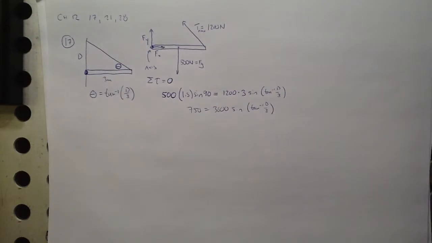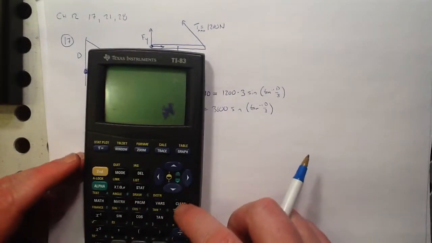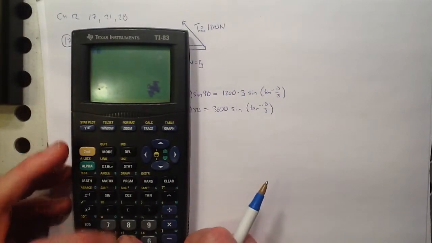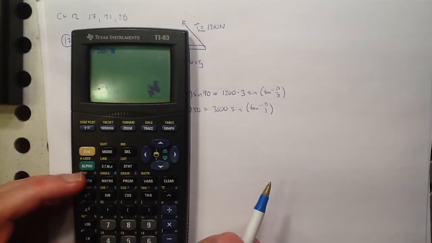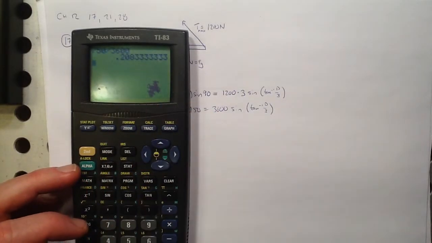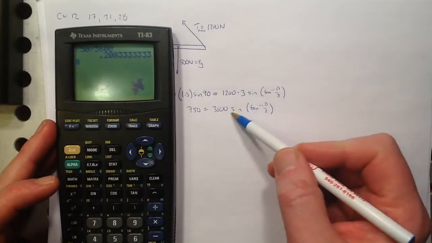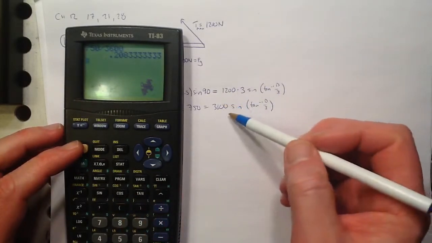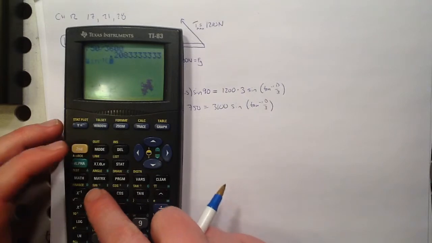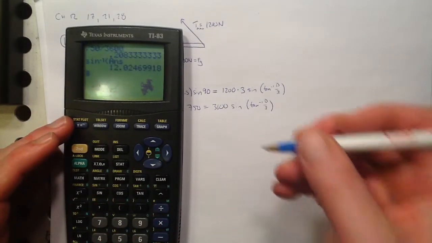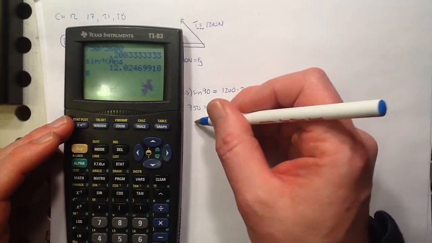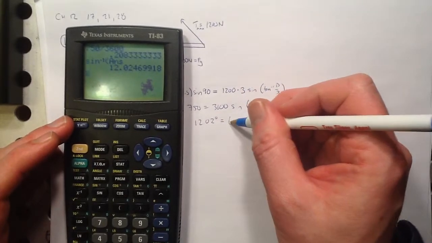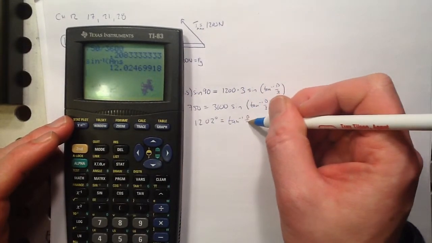So let's see, where's my calculator? So 750 over 3600 is that. Now, if I want to solve that, I want to get rid of this sine, so I have to take the sine inverse of that to get rid of this, right? That's how you undo sine with sine inverse. So the sine inverse of that gets me 12.02 degrees is equal to the tangent inverse of d over 3.